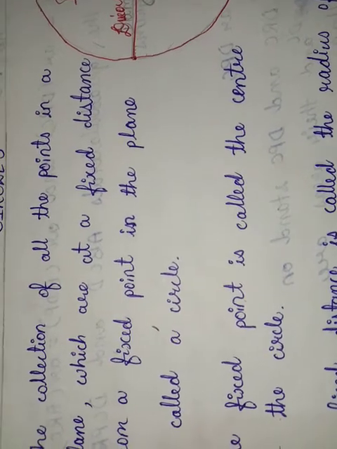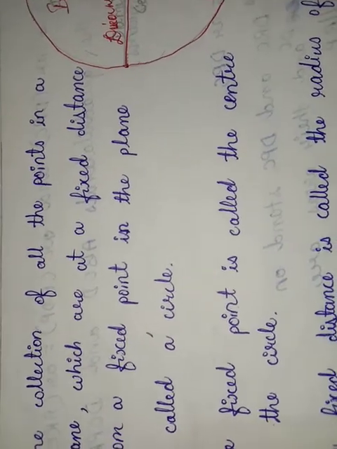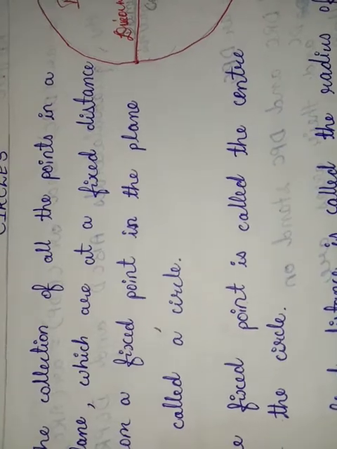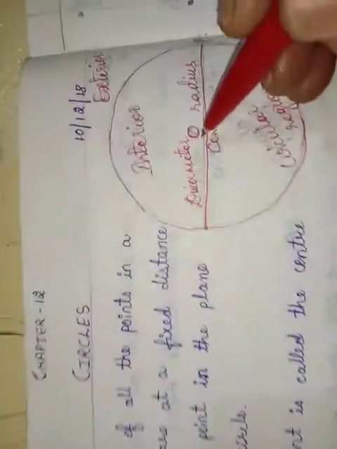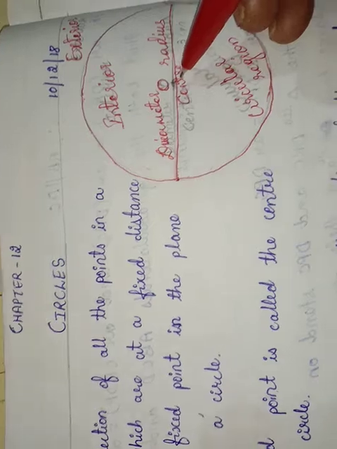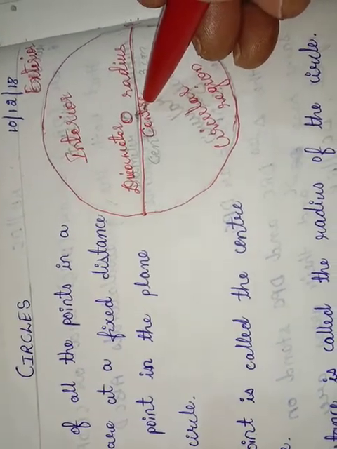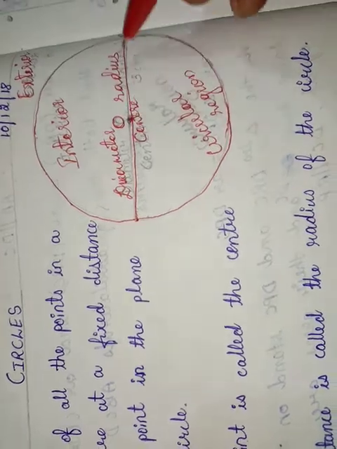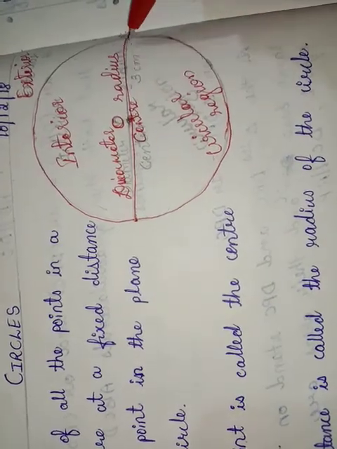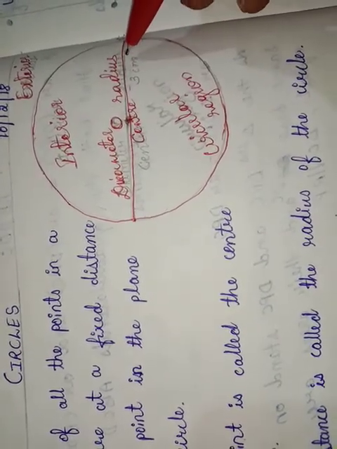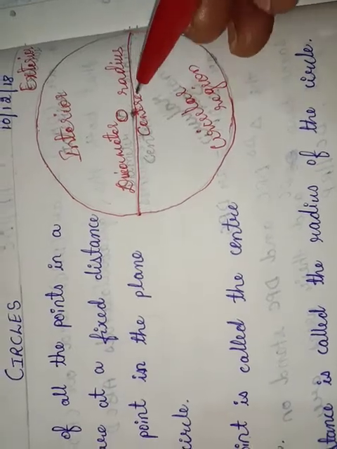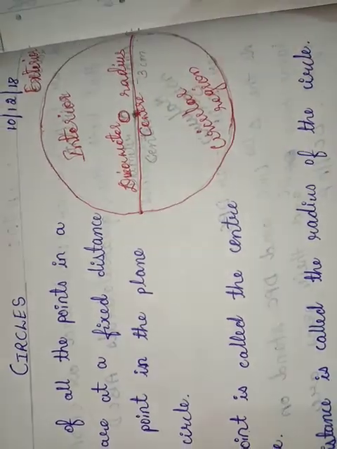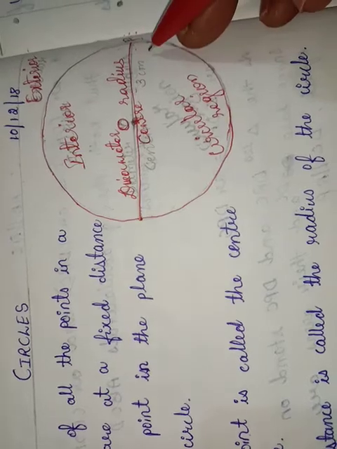Okay, then what is the fixed point? Fixed point is called the center of the circle. The fixed distance is called the radius. Okay, the fixed distance is called the radius of the circle. Then O is the center and OP is the radius.